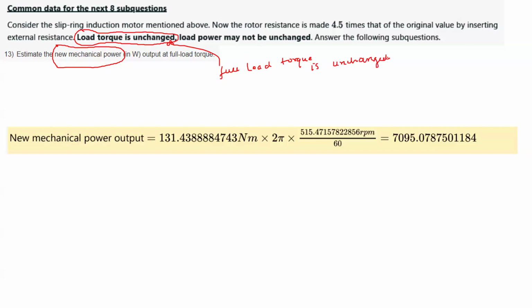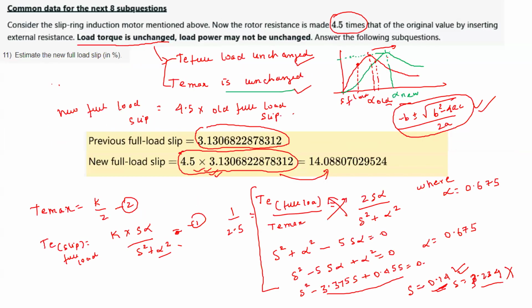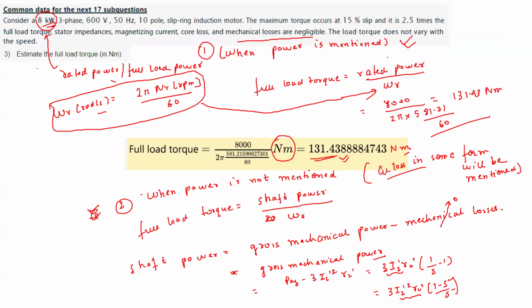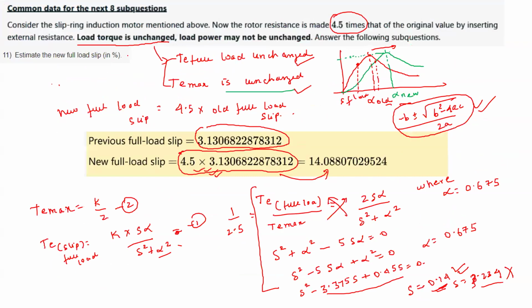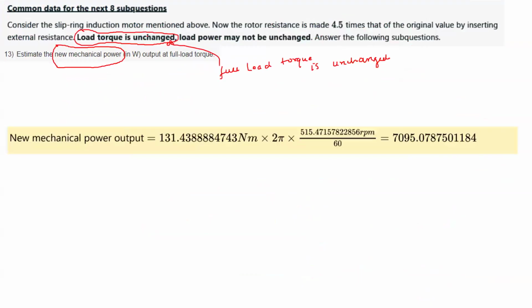Okay. And what was the value of full load torque? So the value of full load torque, we have found it to be 131.438 Newton meter in the previous set of questions. But we are saying that the load torque does not change, means your full load torque does not change. 131.43, it still remains 131.438.